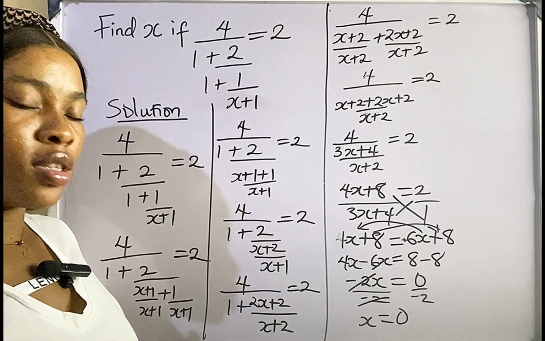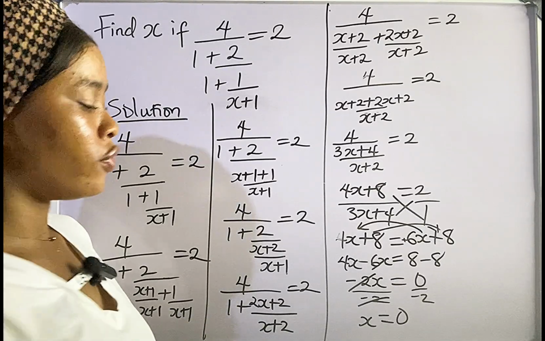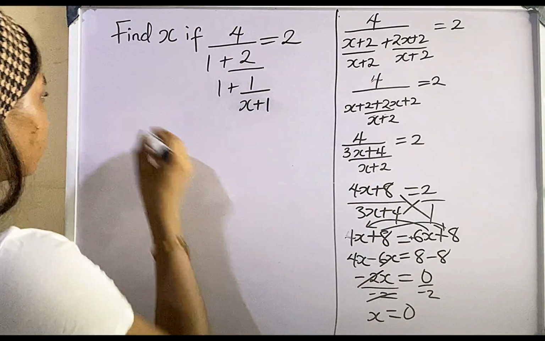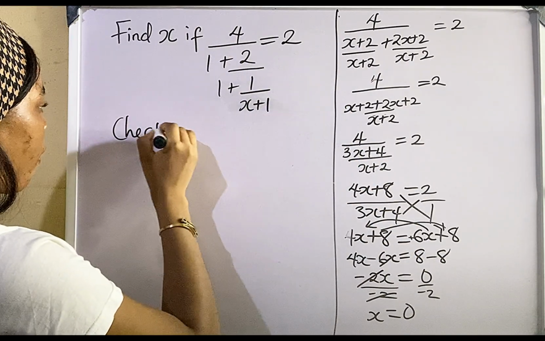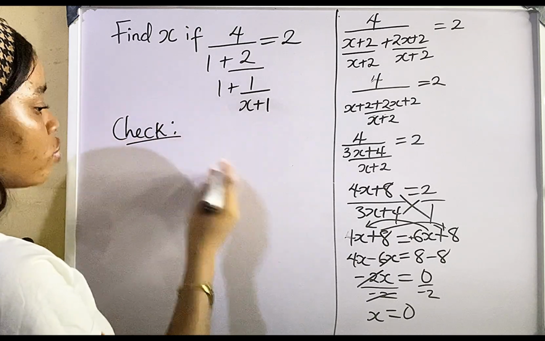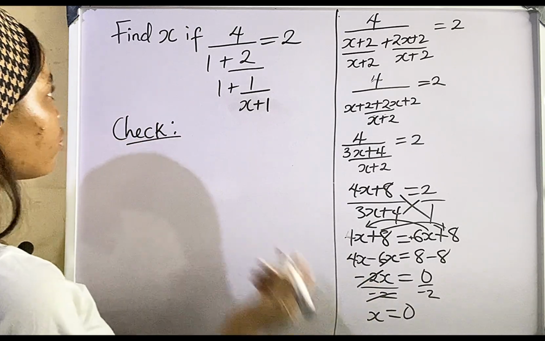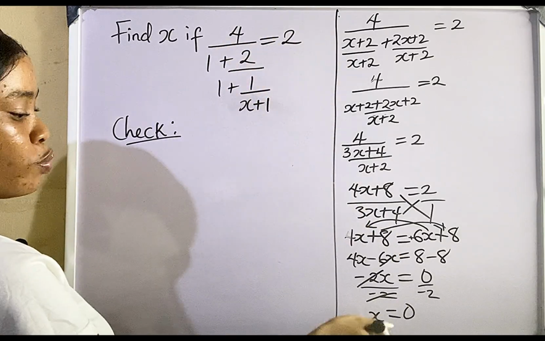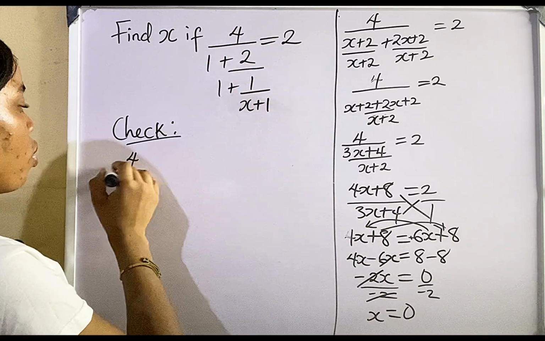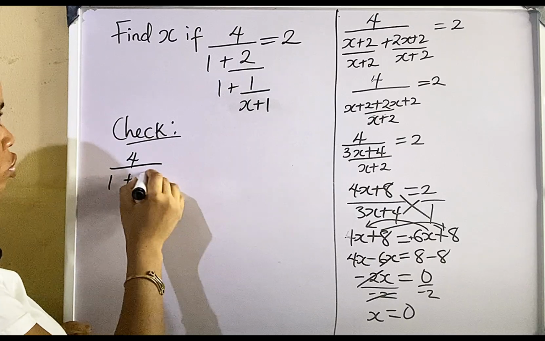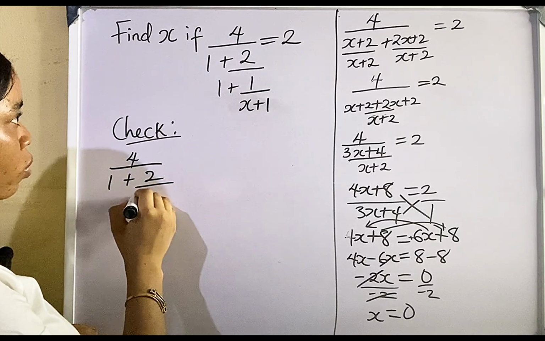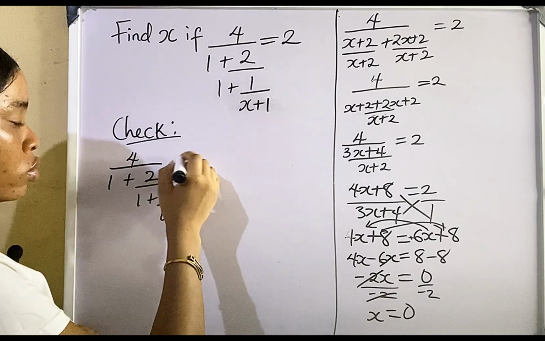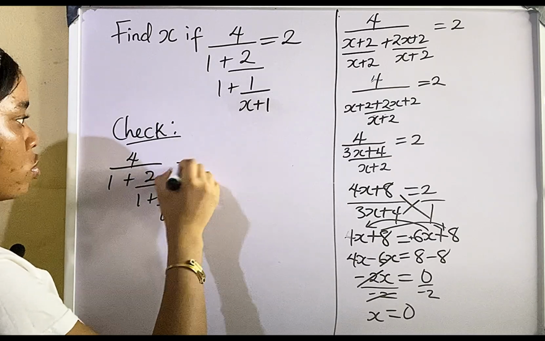Now we can check to see if this is the right solution. Now let's check. To check, we have that x is 0. So wherever we see x in our equation, we put 0. So we have 4 all over 1 plus 2 all over 1 plus 1 over 0 plus 1. So let's see if it gives us 2.